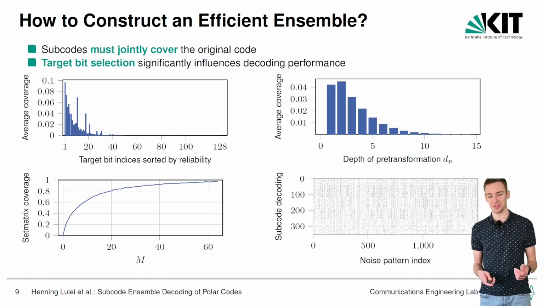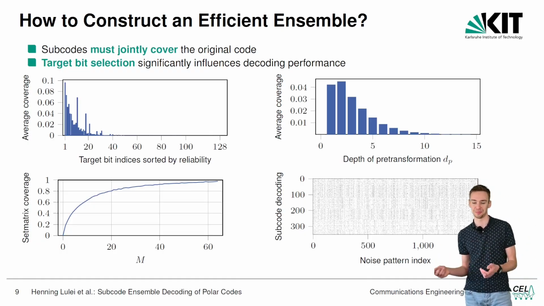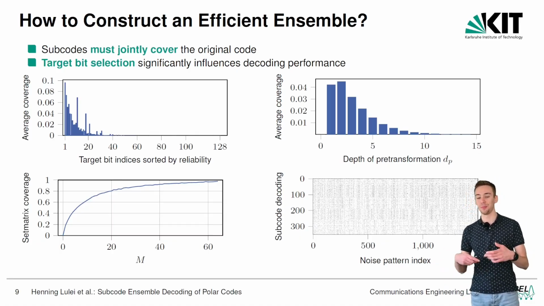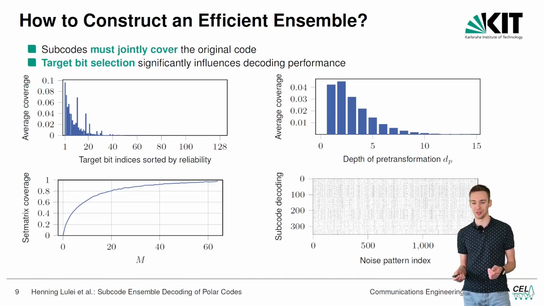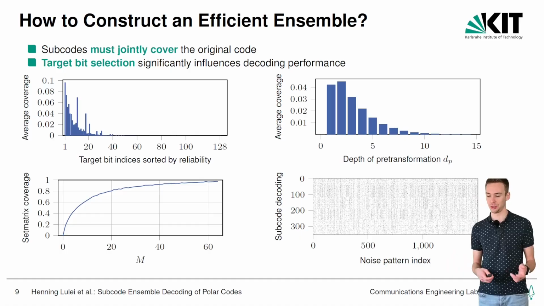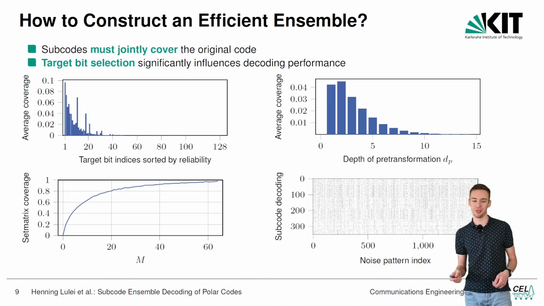So the pre-transformations that we saw earlier have the depth of 2. And this depth controls how big the subcode gets, because the larger the depth, the more bits we freeze, the smaller the subcode is. This is why we see decreasing performance for a higher depth, because less and less codewords can be decoded by a single subcode.